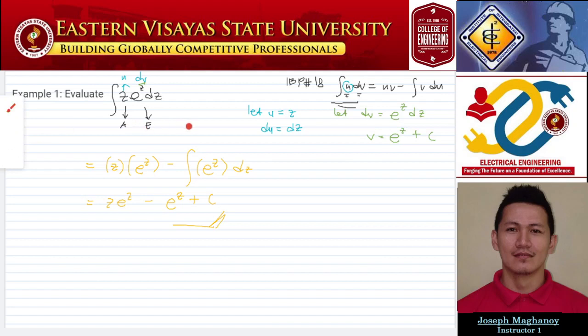So to identify again, this is our u, this is our v, and this is our du. Okay, so they are all in alignment. So let's proceed to the next example.